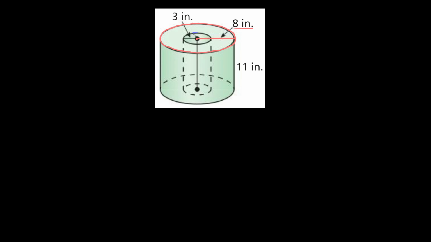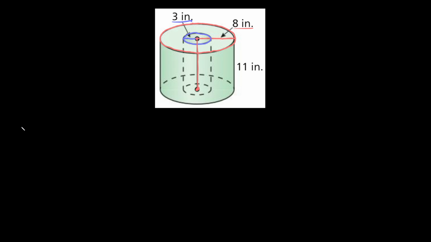Now, what is the radius of this smaller circle, the one that's cut out? Well, again, that's the distance from the center to the edge, and here it's telling us that it's 3 inches. And both of these cylinders are the exact same height. They're both 11 inches tall from here down to here. So in order to find the volume here, we need to first find the volume of this big red one and then subtract out this smaller blue one.